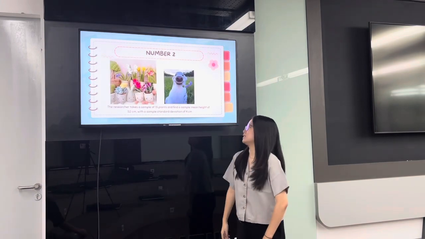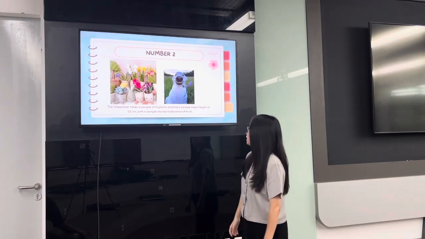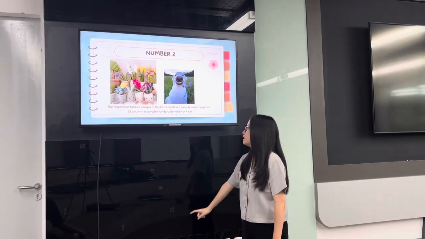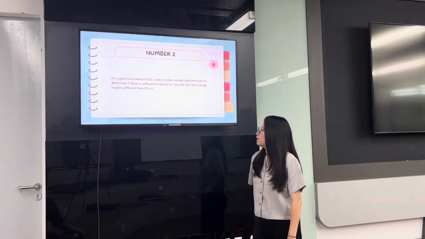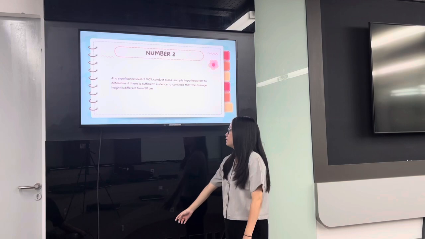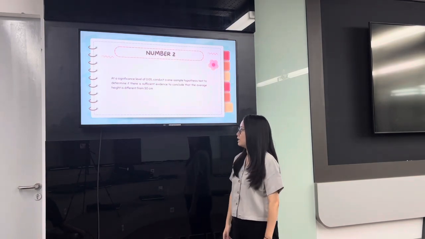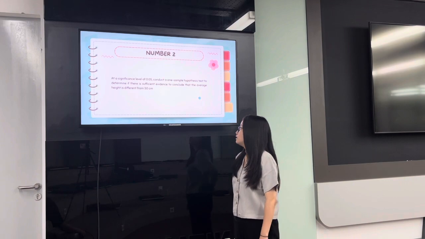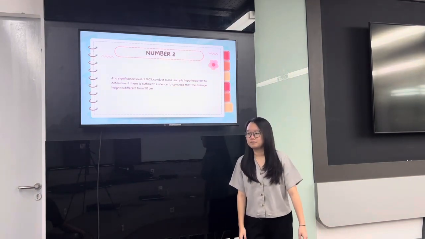The idea is the researcher takes a sample of 15 plants and finds a sample mean height of 52 centimeters with a sample standard deviation of 4 centimeters. At a significance level of 0.05, conduct a one-sample hypothesis test to determine if there is sufficient evidence to conclude that the average height is different from 50 centimeters.